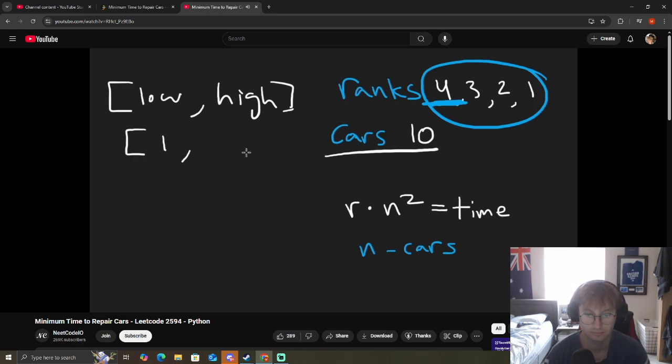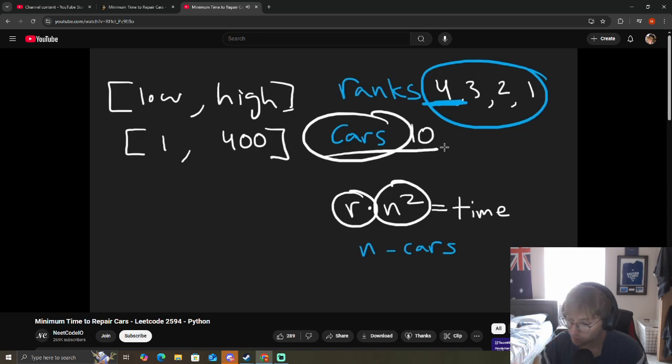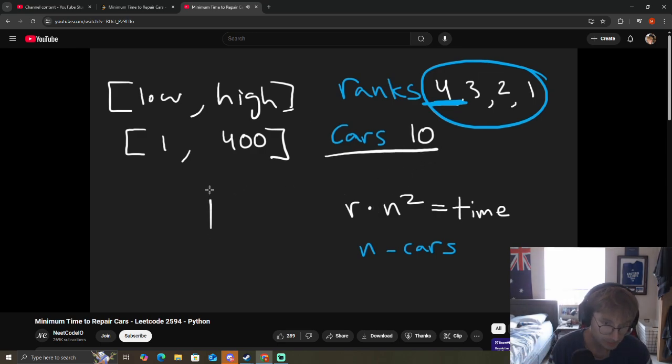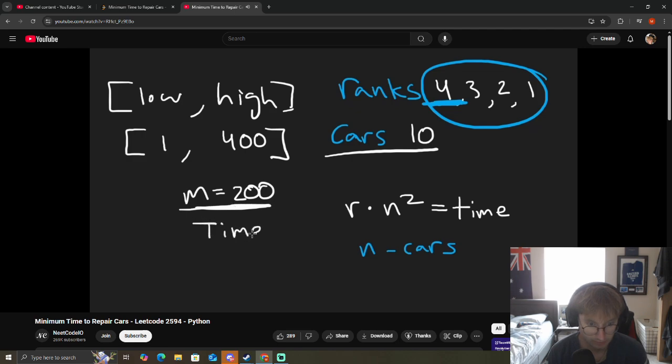So now that we have our range set up, we have 100 and we have 400. I got that, by the way, just by taking a rank and taking the cars, squaring that. And now I'm going to run binary search on this, and that's going to involve calculating the midway point, which in this iteration is going to be halfway. So I think 200 is good. And this 200 represents the time in this case.